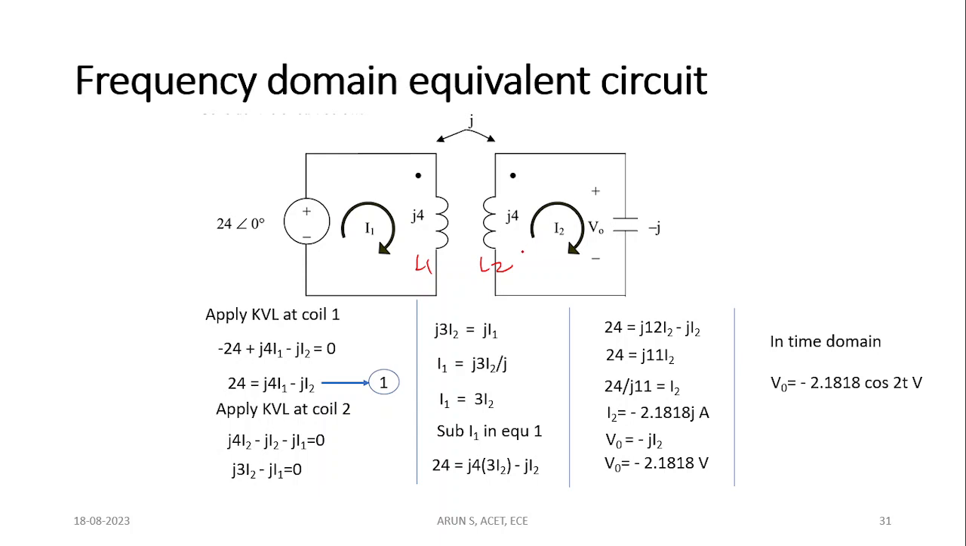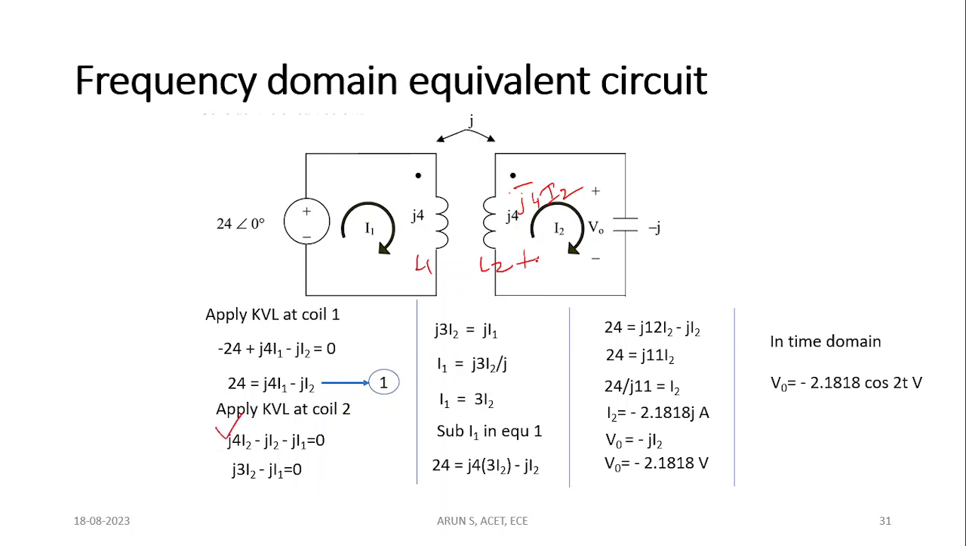First I will consider the self-induced voltage. In red color I am writing the polarity of the self-induced voltage, based on the current direction. The voltage is the inductance multiplied by the same current entering through the inductor, so j4 I2. It will be plus j4 I2.